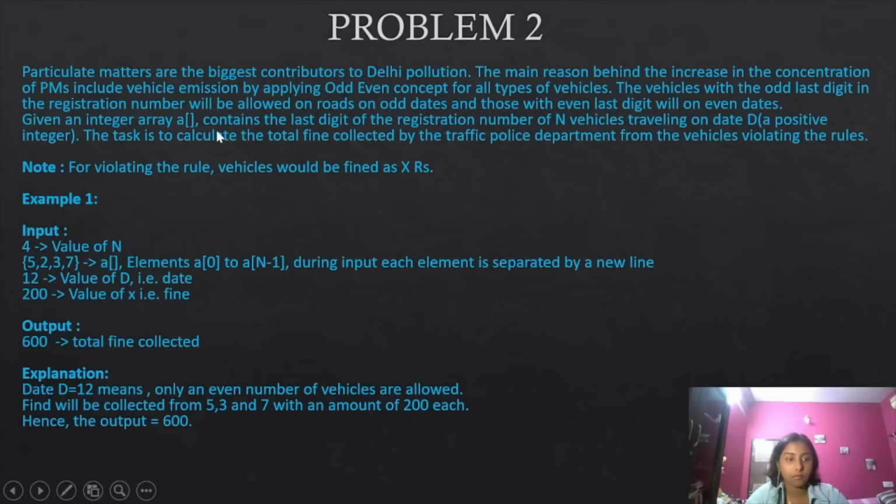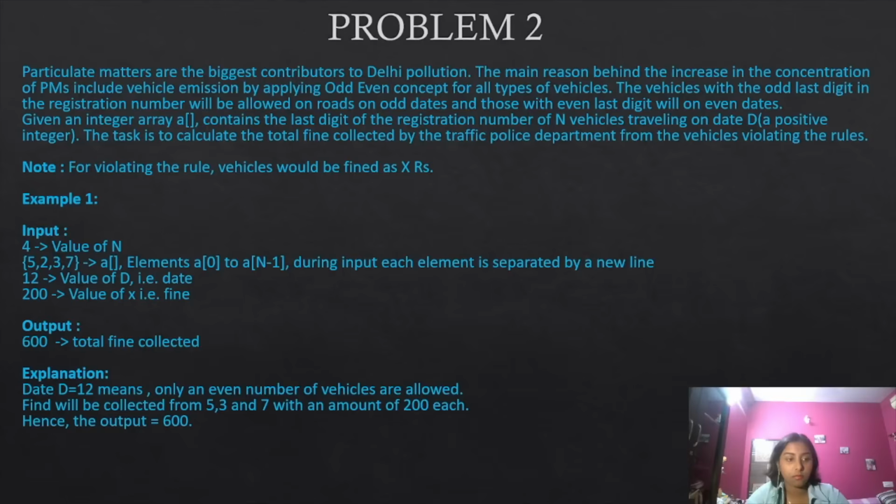Given an integer array contains the last digit of registration number of n vehicles traveling on date D, a positive integer. The task is to calculate the total fine collected by the traffic police department from the vehicles violating the rules. So what does the question say?